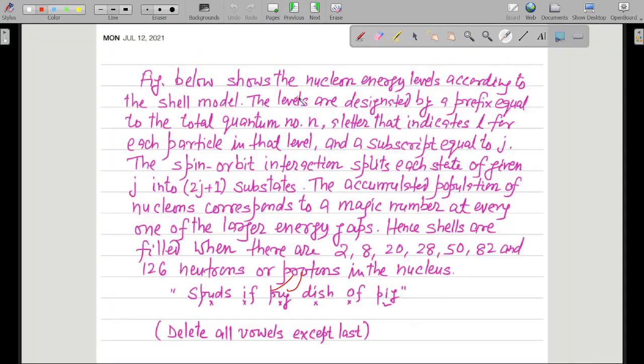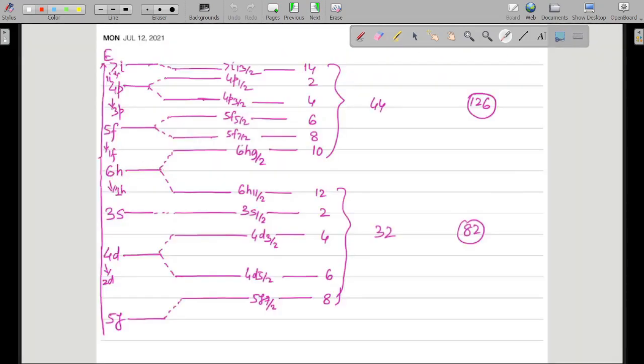How? I have already told you, once again I am telling. After H we have F. Now this will be 5F because 4F has already been encountered. Now for F, what is the value of L? SPDF, so L equal to 3 for F. Now 3 plus half is 7 by 2, 3 minus half is 5 by 2. So 7 by 2 and 5 by 2 are the two splitting levels. Then 2 into 7 by 2 plus 1, that is 8. 2 into 5 by 2 plus 1, that is 6. So still magic number not encountered, so we will go to the next level.